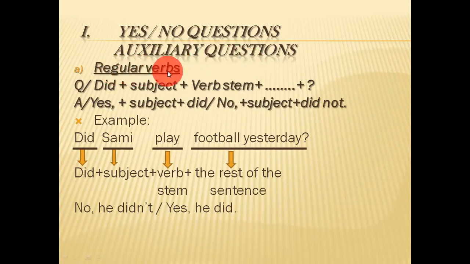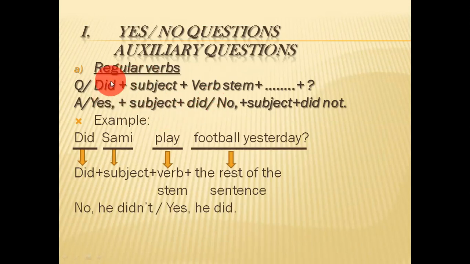For regular verbs, the question would be like this. Did. So did is the past simple of auxiliary to do, which we have already dealt with. Plus the subject, plus the verb stem, and we know what the verb stem is, plus the rest of the sentence, plus a question mark, of course. The answer would be yes, comma, plus the subject, plus did, and full stop.